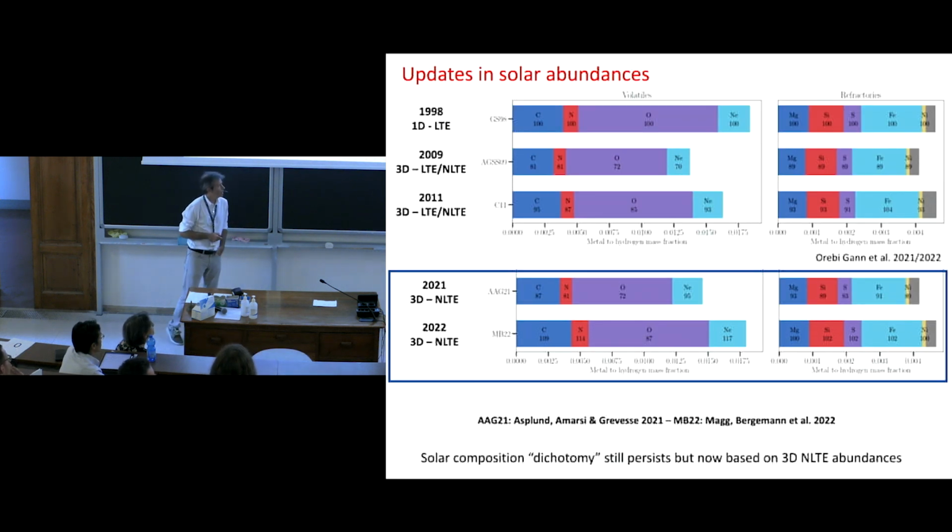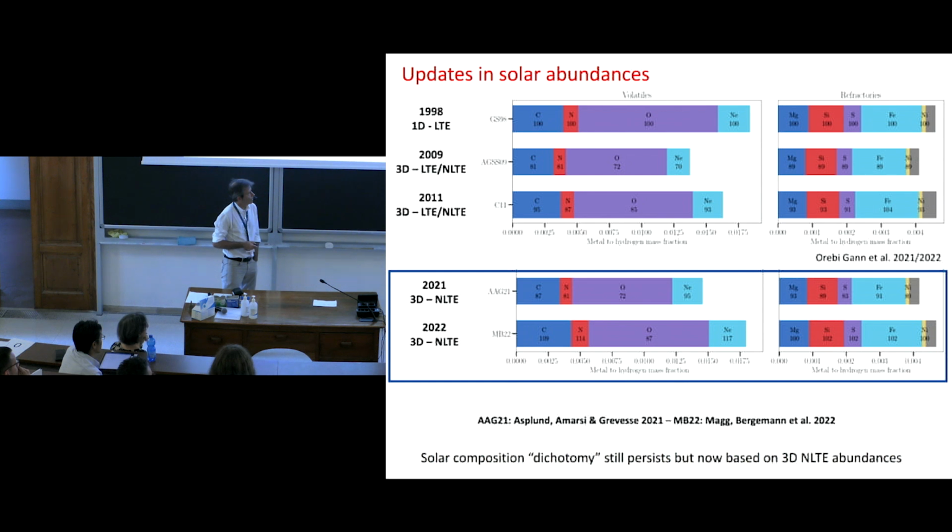Now, recently, two years ago, there was a reanalysis of abundances. One was performed by the Asplund, Amarsi, and Grevesse group, and the other one by an independent group, Magg, Bergemann, and collaborators, in 2022. These are modern determinations of the abundances. Both analyses are based on three-dimensional models and implement state-of-the-art techniques. Unfortunately, they give results that are not consistent with each other.